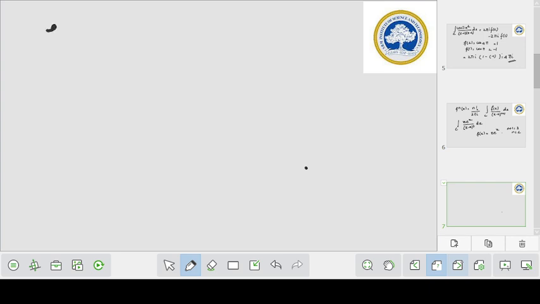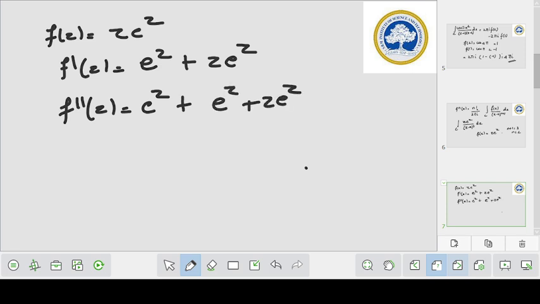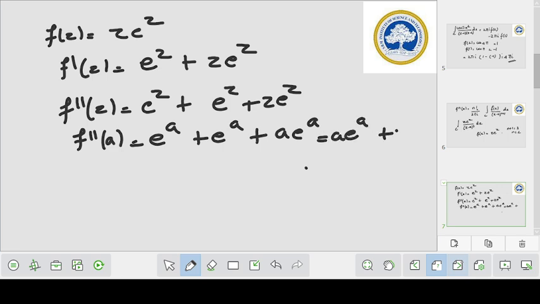So therefore you have to find up to the second derivative. You have f of z equal to z e power z, and f dash of z is e power z plus z e power z, applying the product rule. F double dash of z is e power z plus, again applying the product rule, e power z plus z e power z, and a is a point lying inside. So let us find f double dash of a also. So e power a plus e power a plus a into e power a, that is a e power a plus 2 e power a.